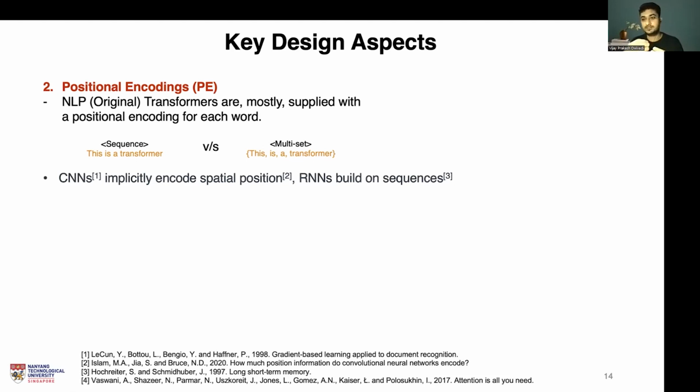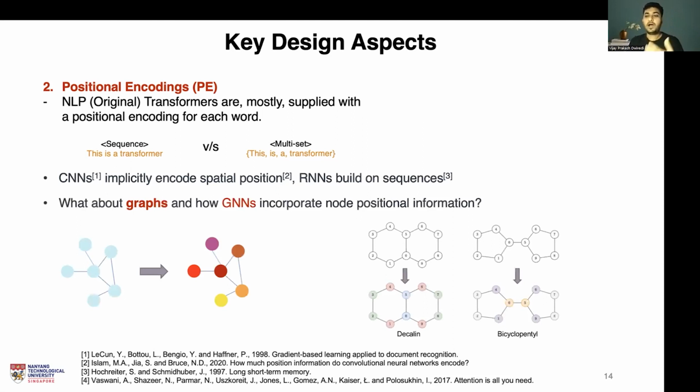So this is a specialized graph structure. If we look from the perspective of graph learning, this sequence is a specialized graph structure, and this structure is injected into the transformer network by the use of positional encodings. And apart from transformers, there are other architectures, GNNs, RNNs, that all implicitly consider some kind of positional information as well. But how about graphs, and how should GNNs incorporate positional information?